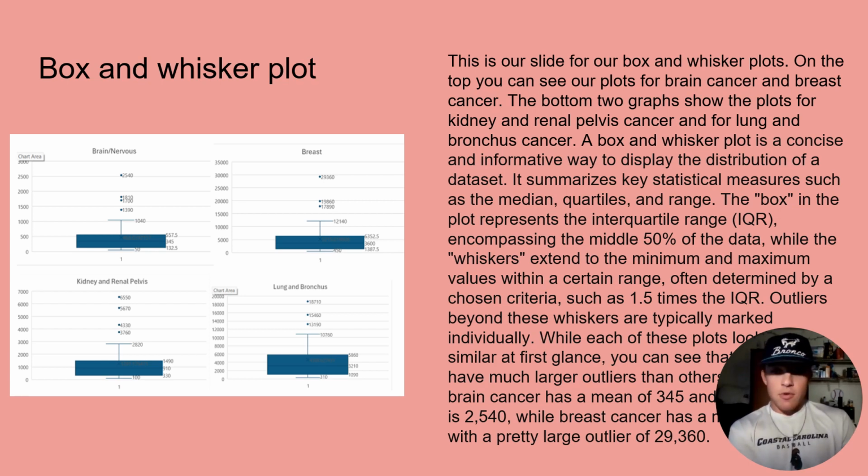While these may look similar at first glance, you can see that some of these have a lot higher outliers than the others. For example, brain cancer has a mean of 345, while its biggest outlier is 2,540, and then breast cancer has an even larger outlier of 2,960 or 29,360.